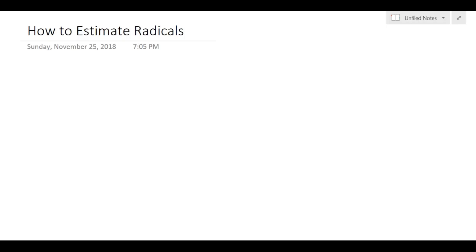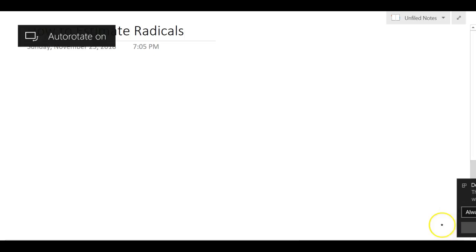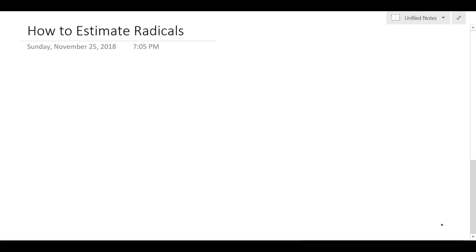Alright guys, today we are going to be learning how to estimate the value of radicals. Now let me put my computer here really quickly. Don't do this. Okay, how to estimate radicals.